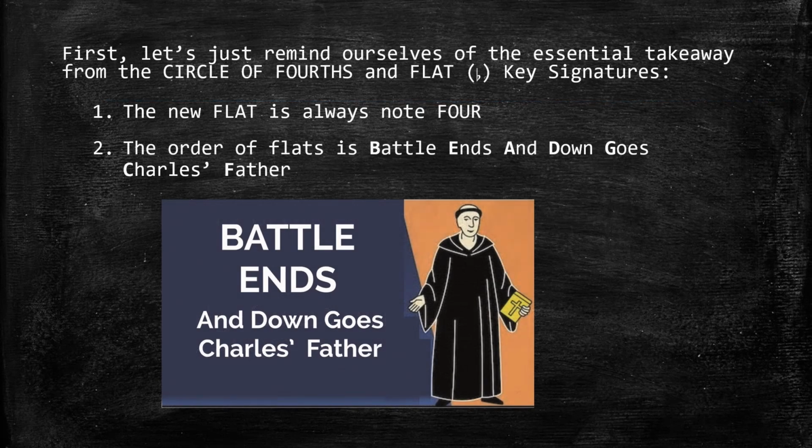First, let's just remind ourselves of the essential takeaway from the circle of fourths and flat key signatures. 1. The new flat is always note 4. And 2. The order of flats is battle ends and down goes Charles' father.